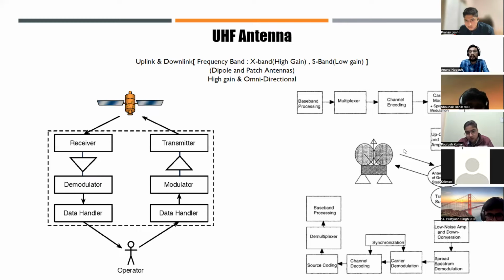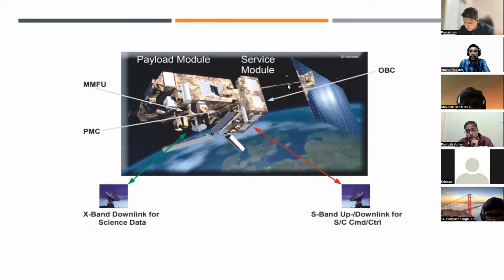There are types of conversions we can use which can improve our communication with satellites. This is how a normal satellite would look, which would have an X-band downlink to send the science data, and an S-band uplink and downlink for controlling the whole satellite to deploy any of its functionality.